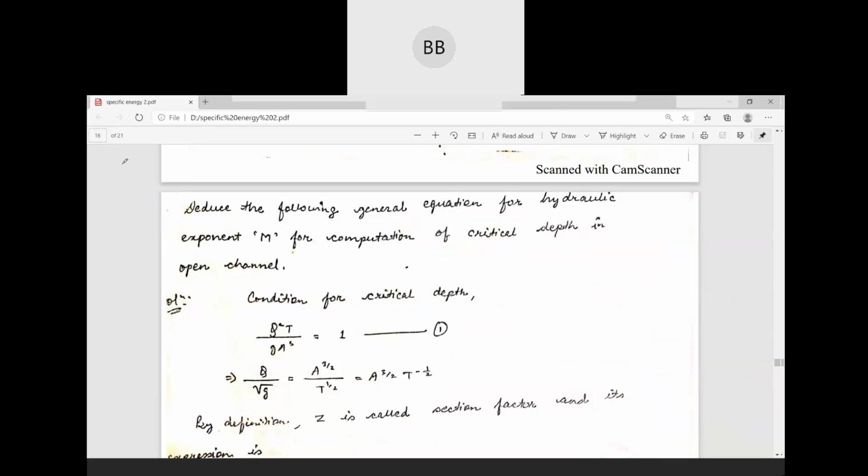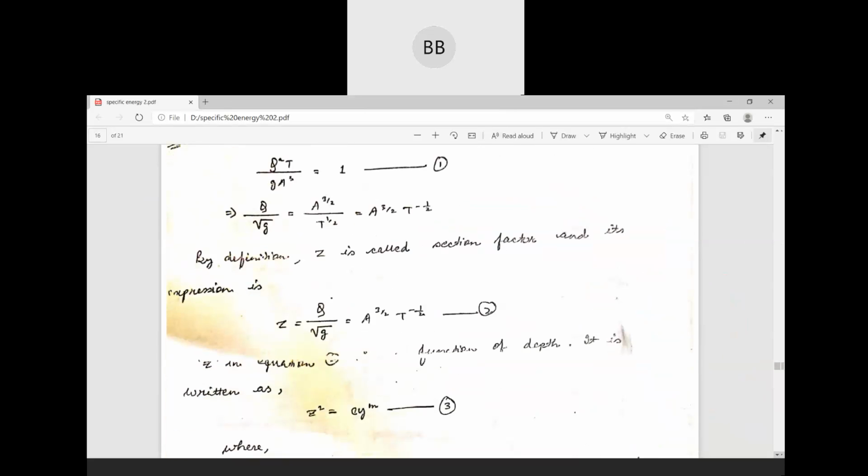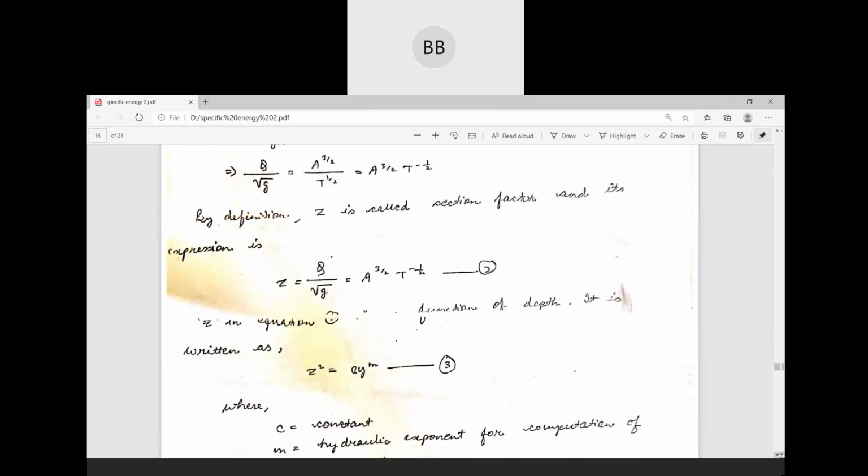It's very simple. We only have to consider that critical flow condition, that is Q square T by G A cube is equal to 1. So by definition of section factor, that is Z, Z is nothing but your section factor, or you can say Q by root over G. So Z is equal to Q by root G, and is equal to, we can write this expression, A to the power 3 by 2, T to the power minus half. And we put equation number 2.